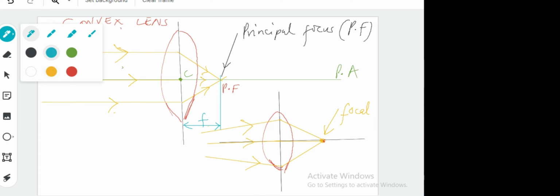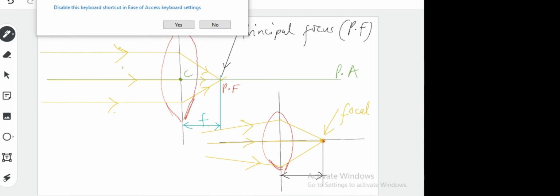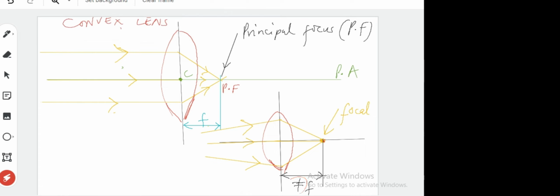This is not F, it is just a focus point. This is what I'm trying to say. Look at this. This distance from here to here is not equal to F. Did you understand this? F represents focal length. That one is not equal to F. Why is it not equal to F? Why is this not equal to the principal focus? Why is it not equal to the focal length?